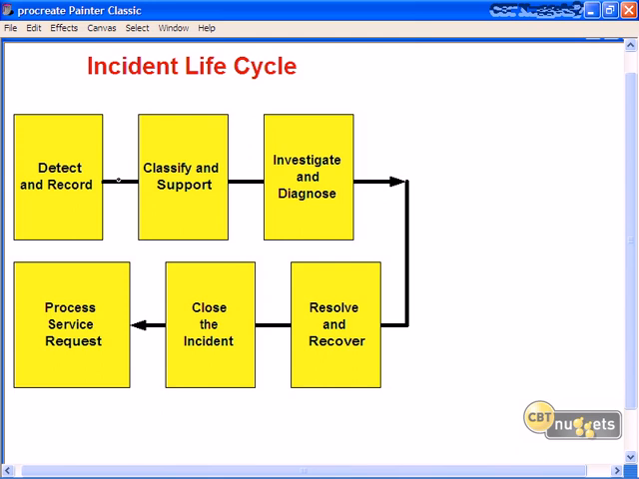Then in the second step, we're going to go through a process of classifying and supporting. Now, the classification can occur using a script. The service desk can ask certain questions, and based on the answers to those questions, the service desk personnel or an application can classify the incident. For example, is it a software issue, is it a hardware issue, or is it a service request? So it's coded by the type of incident, its status, its impact on the organization, okay? Is it urgent? Is it critical? What's its priority? How does it relate to a service level agreement?